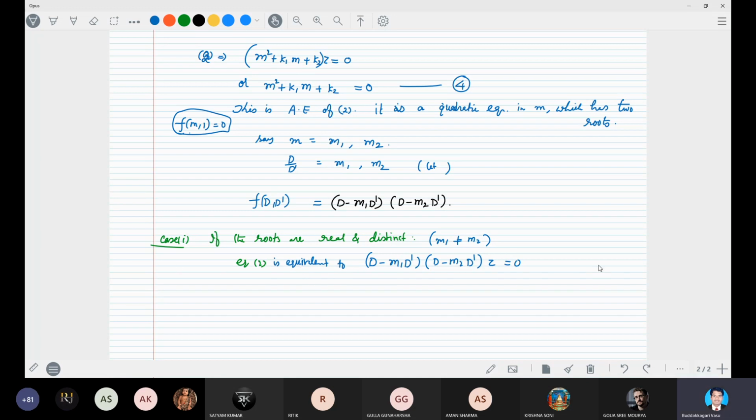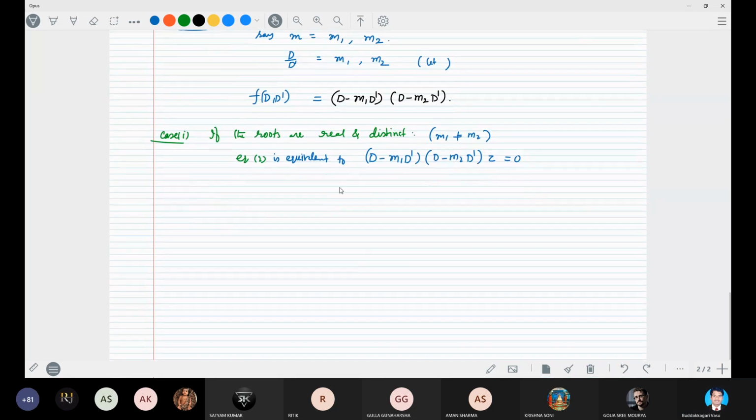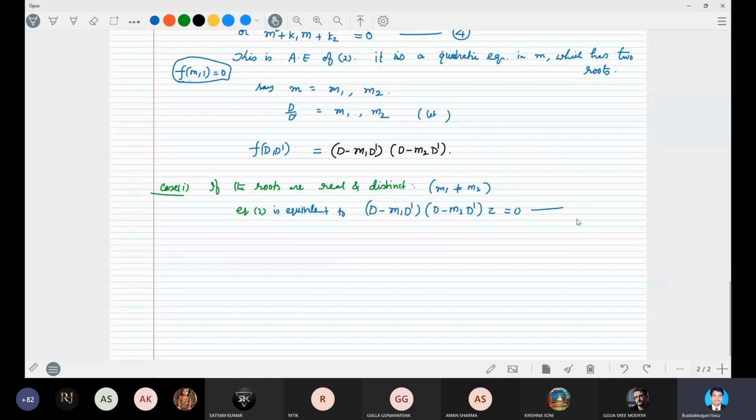Right, does anybody need to discuss? Now let's see how the solution is obtained when the auxiliary equation roots are real and distinct. This is the fifth equation, and it will be satisfied by the solution.